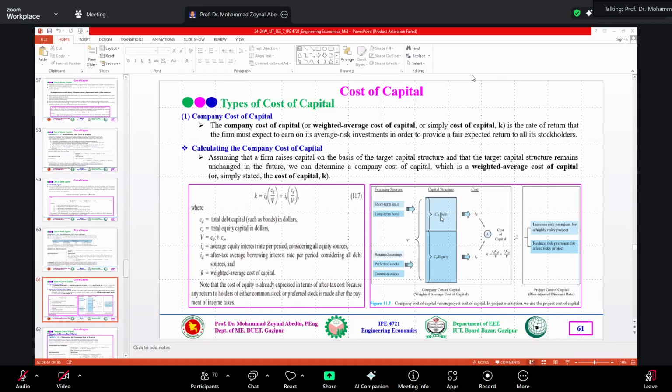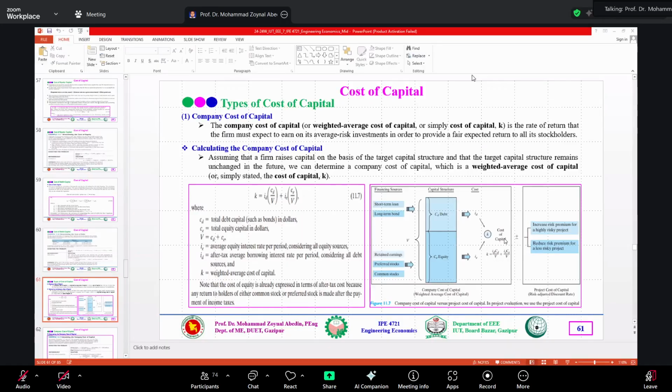There are two types of capital structure. Financing sources may be like this. And after that, we have to find out the cost. One is the ID. We can easily calculate ID, just as we calculated previously. And another one is the IE. Also, we have calculated the IE. Once you have calculated ID and IE, and we have the V value, CD value, CE value, finally we can calculate the company cost of capital, K.